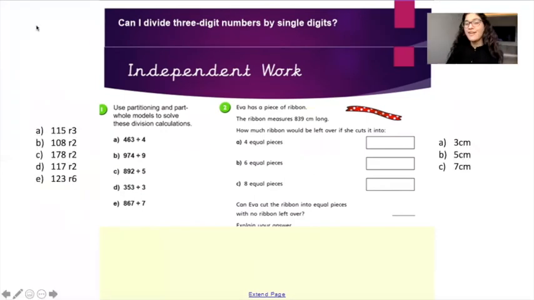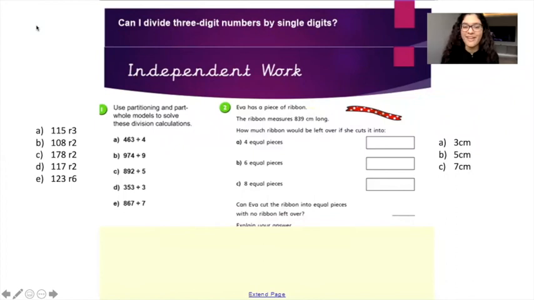Welcome back. Here are the answers. So, question number 1, part A. 463 divided by 4 equals 115 with a remainder of 3. Part B, 974 divided by 9 equals 108 with a remainder of 2. Part C, 892 divided by 5 equals 178 with a remainder of 2. Part D, 353 divided by 3 equals 117 with a remainder of 2. And part E, 867 divided by 7 equals 123 with a remainder of 6.